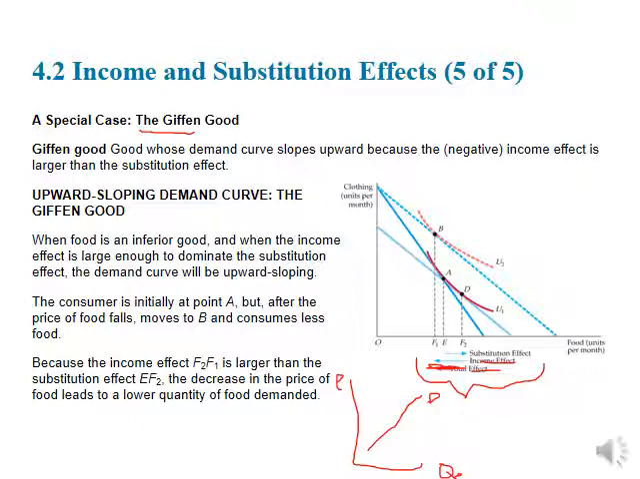What that would look like in practice is a consumer initially at this point A consuming less of the good even though the good is cheaper, even as they shift to that dashed budget line.